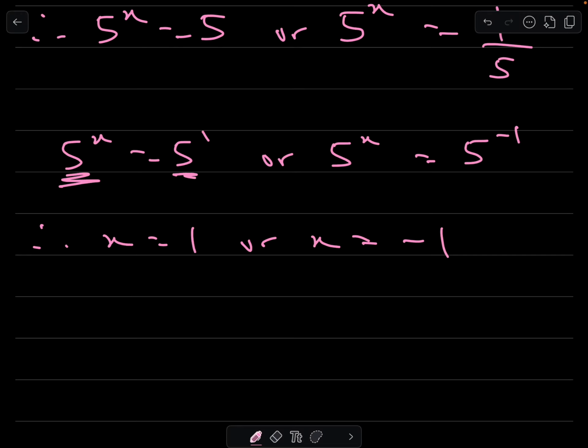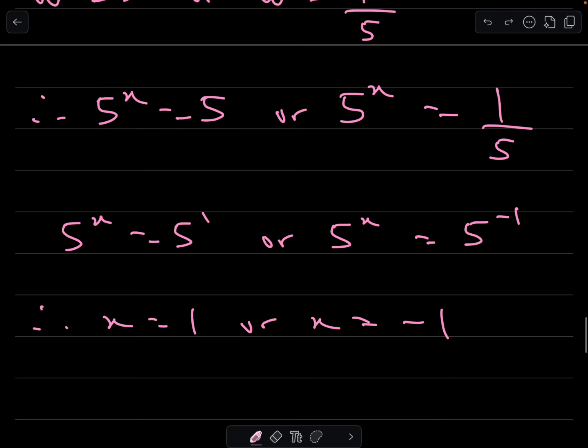When the bases are the same, you can equate the powers. The bases are the same here, that means the powers are also equal. So, and that is it, very, very simply.